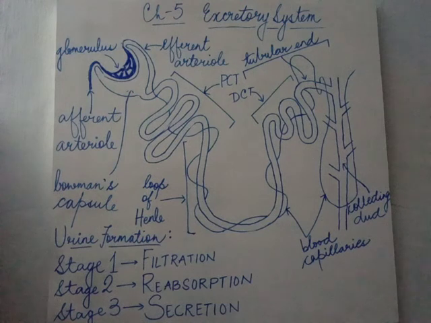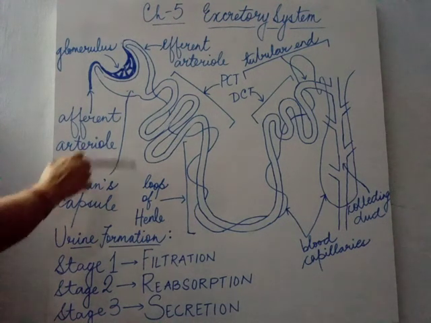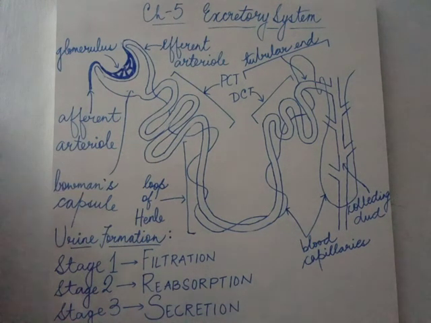I have taught you in your last class the basic structure of a nephron. Children, you know the nephron is the structural and functional unit of our kidney. It is the unit of filtration. Each kidney contains millions of nephrons. Today I will teach you the role of kidneys in filtration of blood through millions of nephrons.